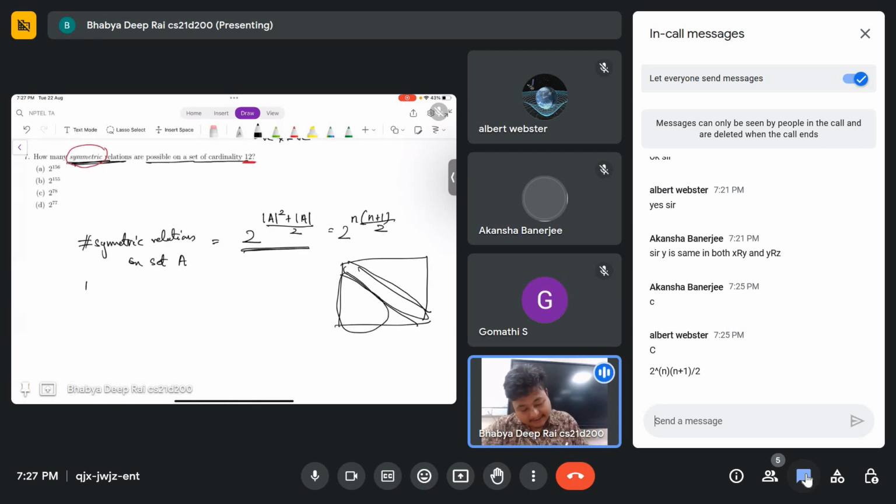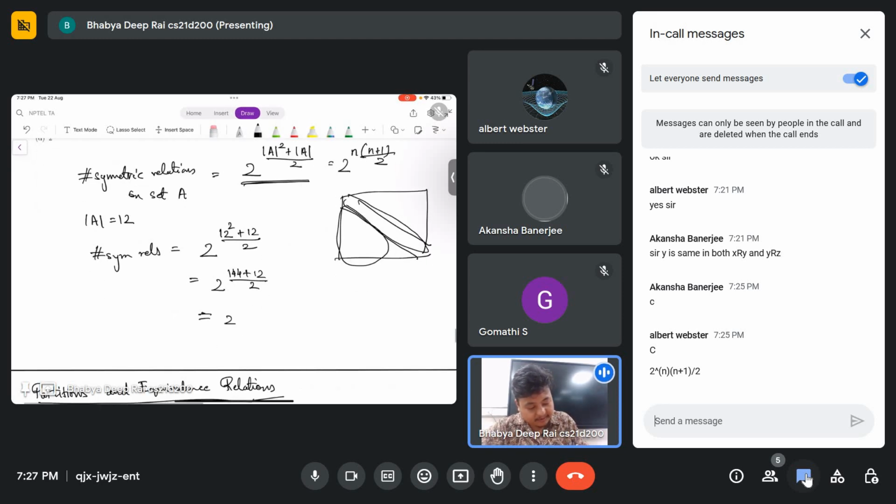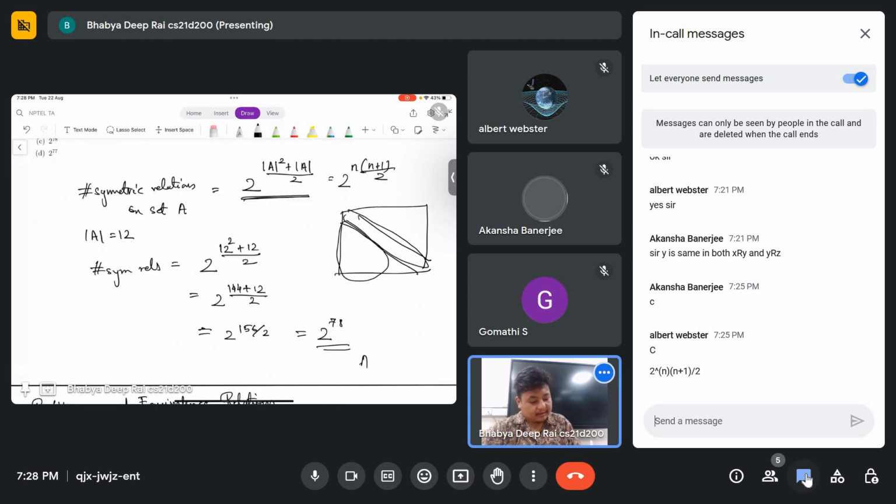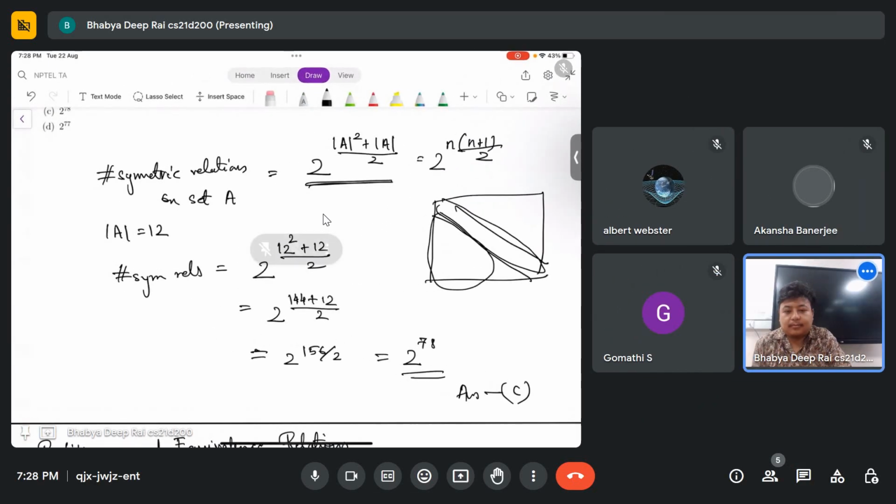So what is size of A? Size of A is nothing but 12. So number of symmetric relations equals 2 power (12 squared plus 12) divided by 2, which is 2 power (144 plus 12) divided by 2, which is equal to 2 power 156 by 2, which is 2 power 78, the answer. That is C. So yeah, good. It's C.